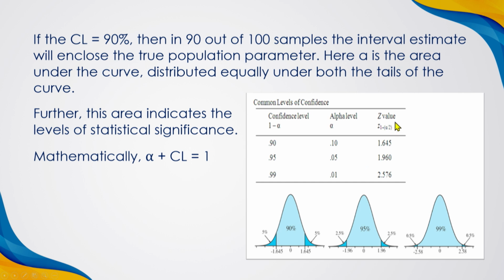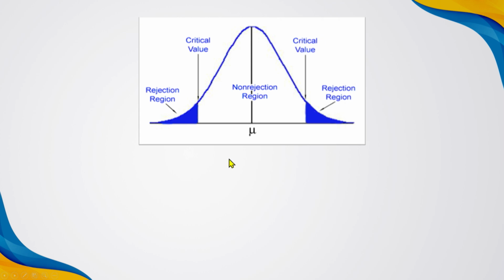Then we can find the Z value corresponding to 1 minus alpha. We can also see in this picture, this is for the 90% confidence level, this is the 95% confidence level, and this is the 99% confidence level. From this diagram, this is a non-rejection region, that is the acceptance region. These two ends, two tails, are the rejection region. This is the mu value, the central value.